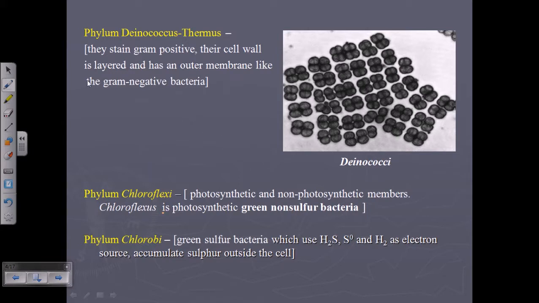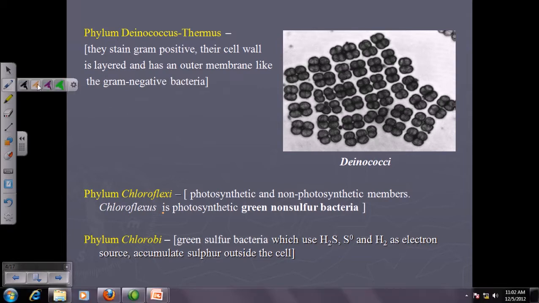So this phylum Deinococcus is another important part. Let me take the color. Now this Deinococcus, as you can see in this picture, also has an interesting structure. We can find them in tetrads, where four cells attach to each other to make a tetrad structure.